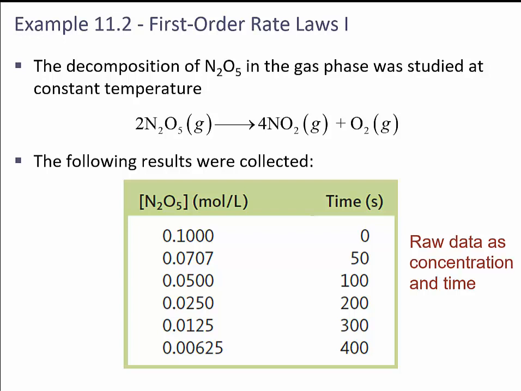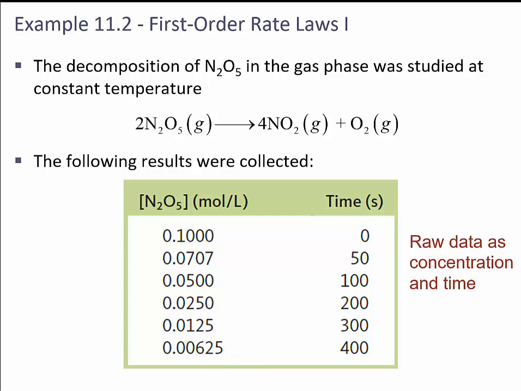Right? So let's look at the decomposition of N2O5 in the gas phase. Right? And it's studied at constant temperature. You're going to take two N2O5s and you're going to decompose them into 4 NO2s and some oxygen gas. So this is our raw data as concentration and time. So as our time goes on, our concentration drops.